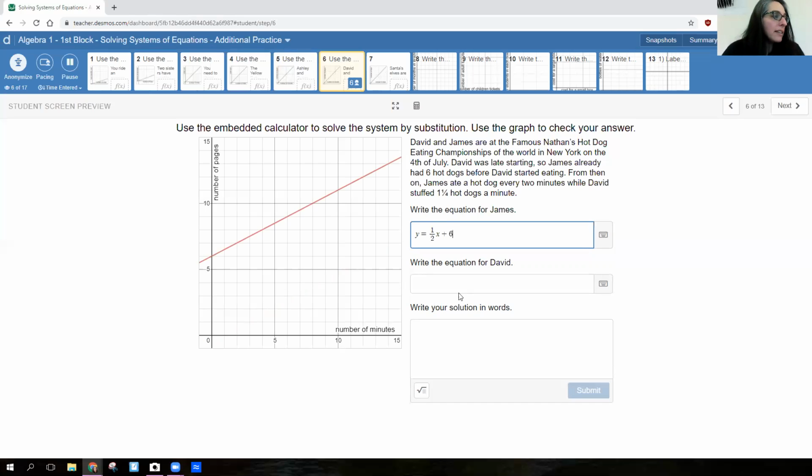Good. All right, the next equation, right? The equation for David. David got there late, so he doesn't have any hot dogs. He's just eating them 1 1/4 hot dogs a minute. So 1 1/4, it's a mixed number right now. If we write it as an improper fraction, you would do 4 times 1, which is 4, plus 1, which is 5. So that would be 5/4 x.